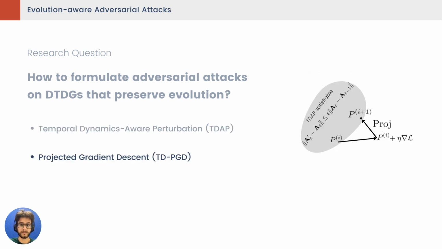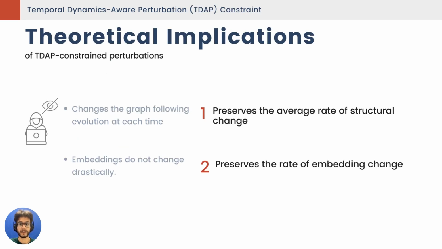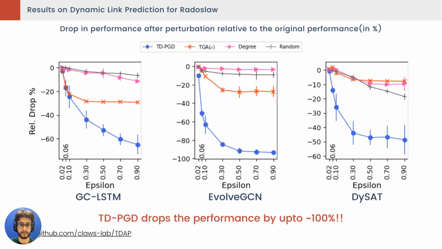Now, to find attacks that follow this constraint, we propose an effective method called TD-PGD, where we first take a gradient step to maximize the adversarial loss, followed by a projection to the constraint state. We show theoretically that these perturbations would follow the requirements that we set for undetectable attack by preserving the structural and the embedding changes in the graph.